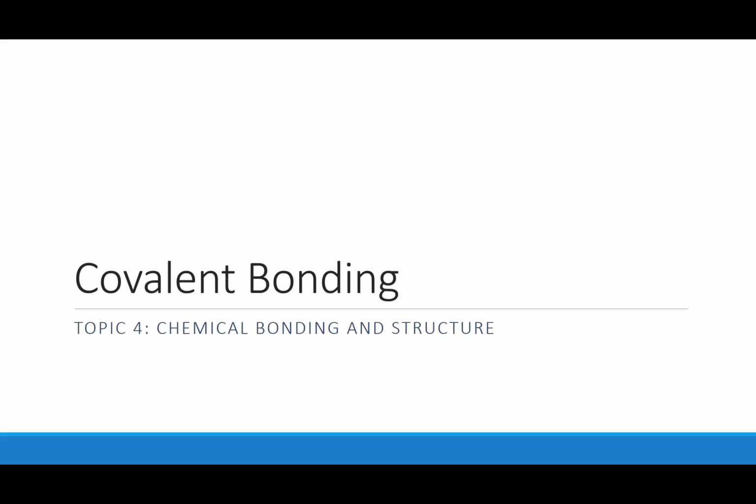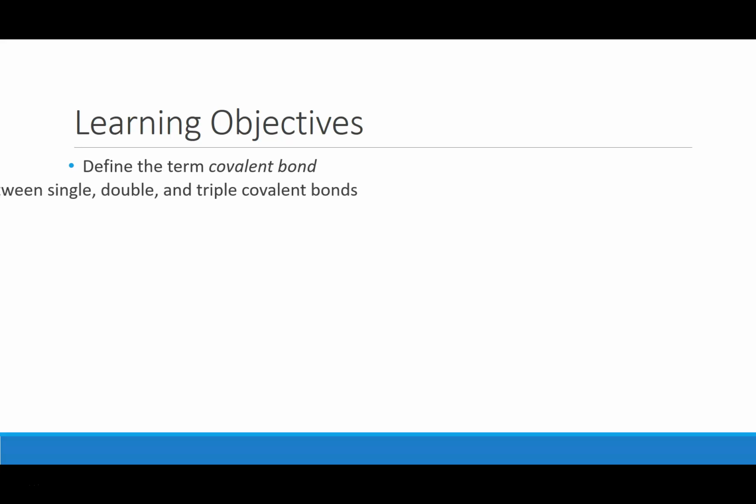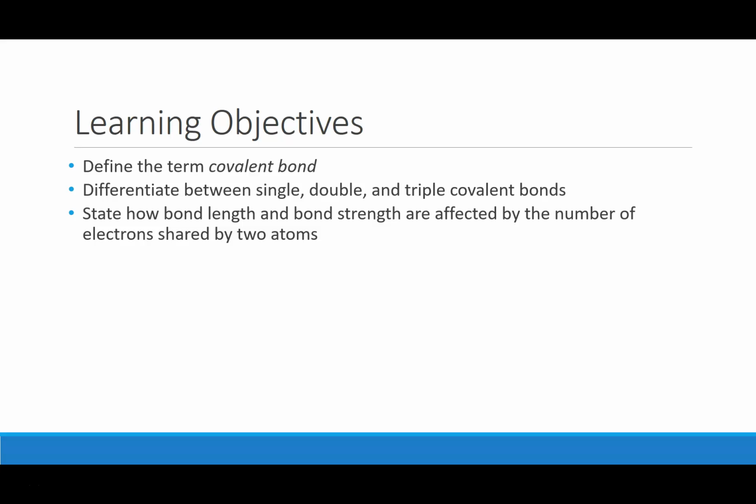In this video, we will be looking at covalent bonding. After watching this video, you will be able to define the term covalent bond, differentiate between single, double, and triple covalent bonds, state how bond length and bond strength are affected by the number of electrons shared by two atoms, and deduce the polarity of a covalent bond from electronegativity values.